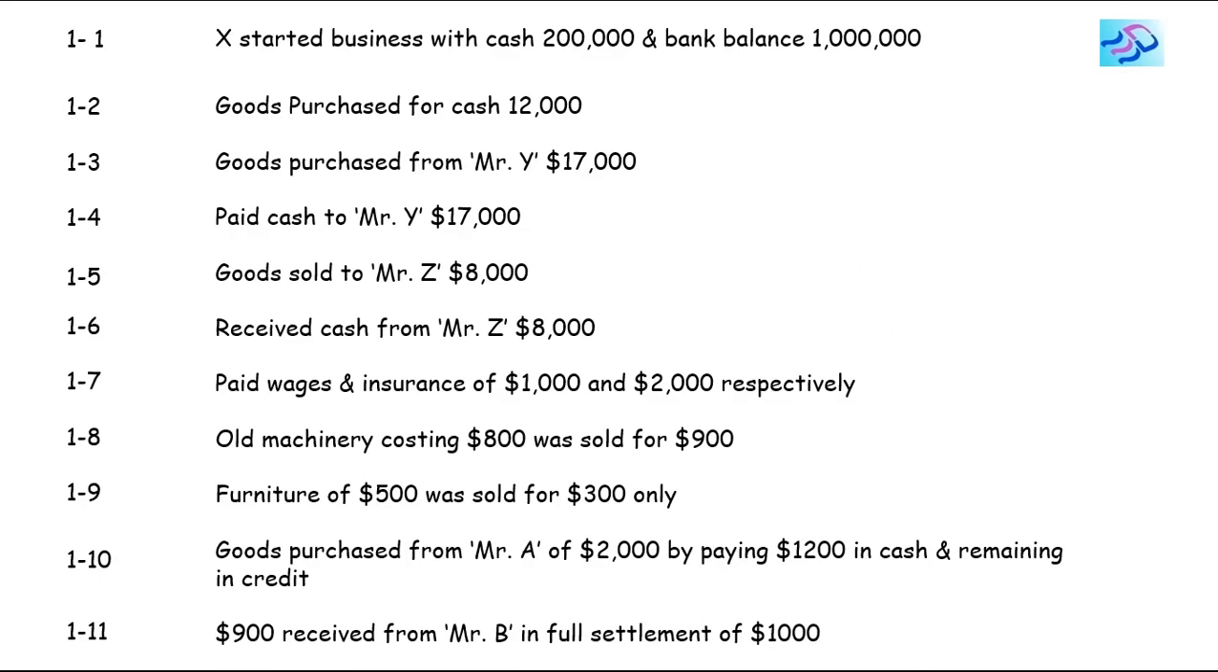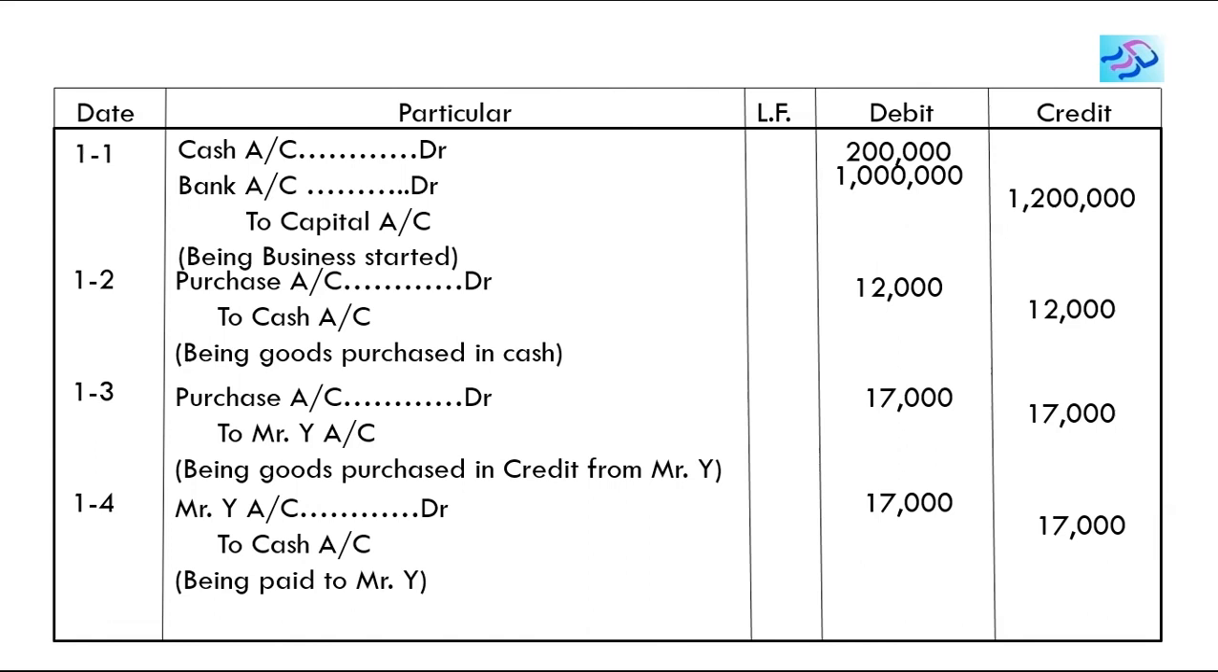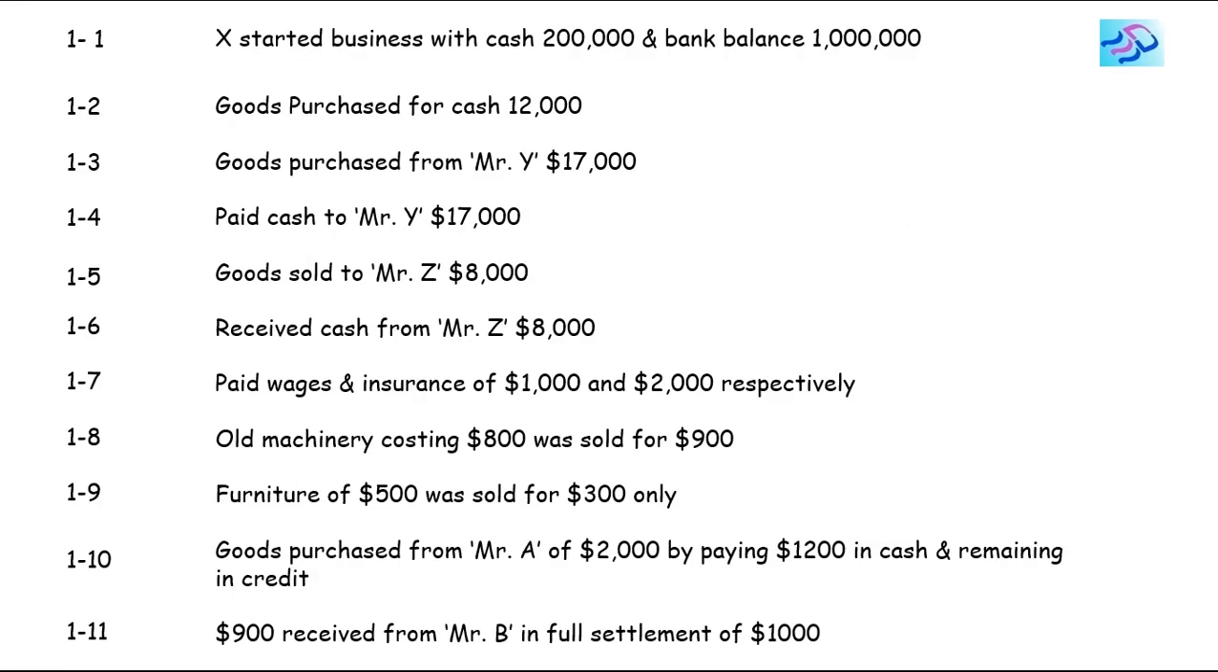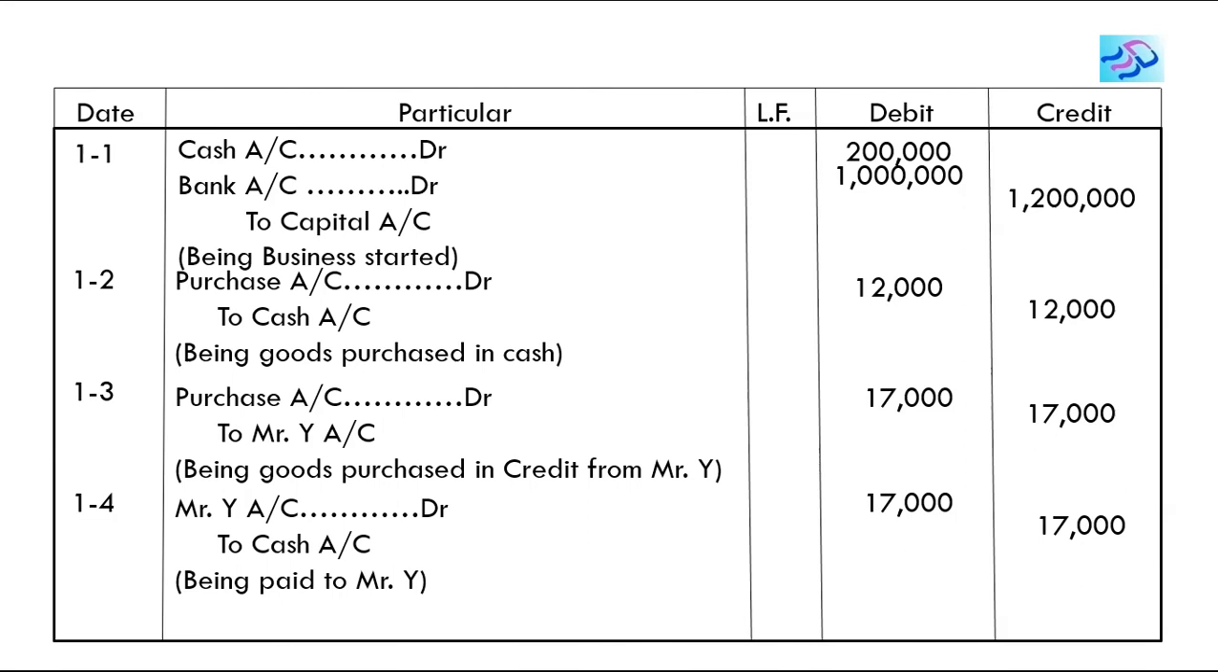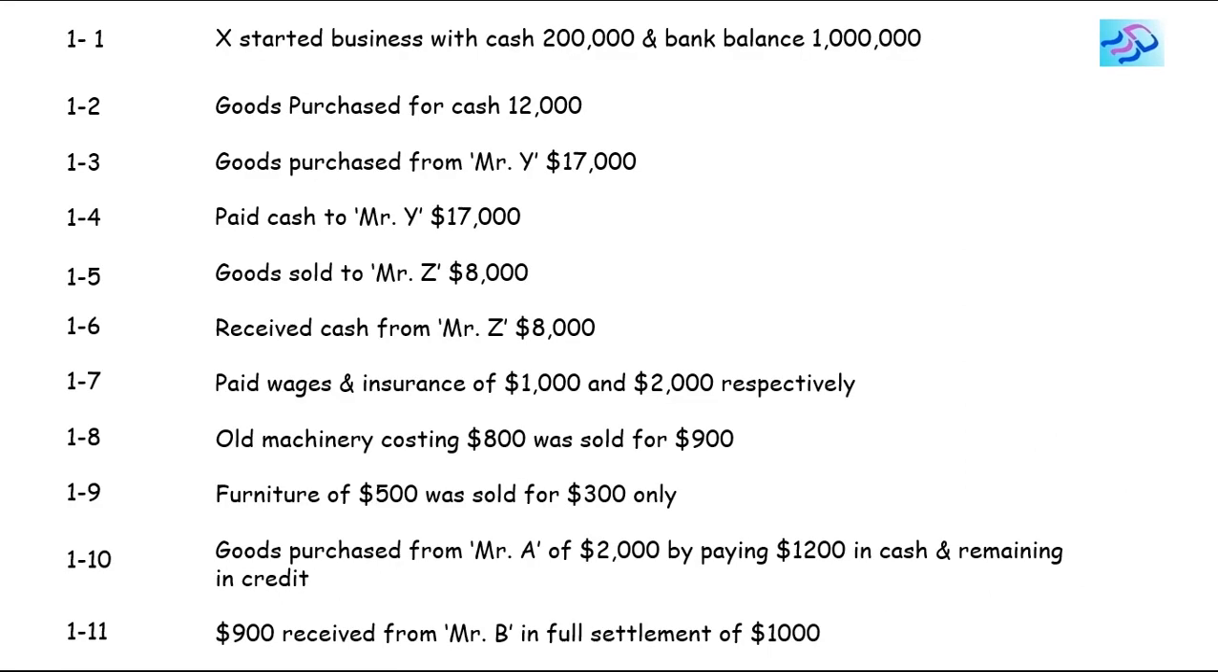So the next type of entry is paid cash to Mr. Y. In the previous case, we had purchased from Mr. Y on credit. Now we are paying cash to Mr. Y. So the entry is Mr. Y account debit to cash account. Here, Mr. Y is in debit side because Mr. Y is the receiver here and we have paid cash, that is our cash went out, so cash is in credit side.